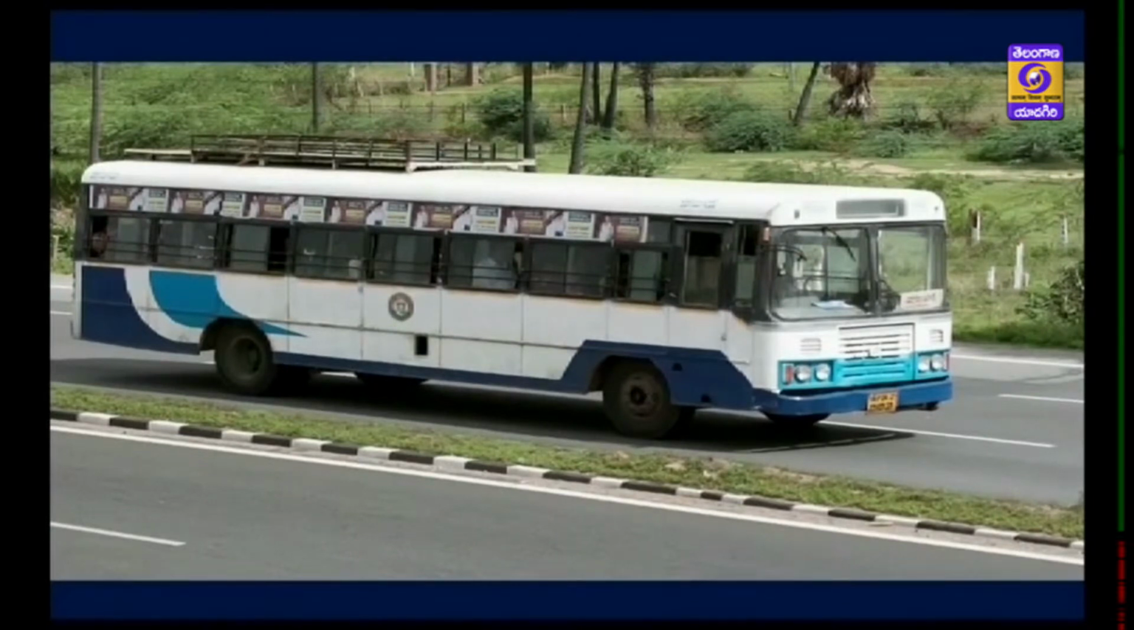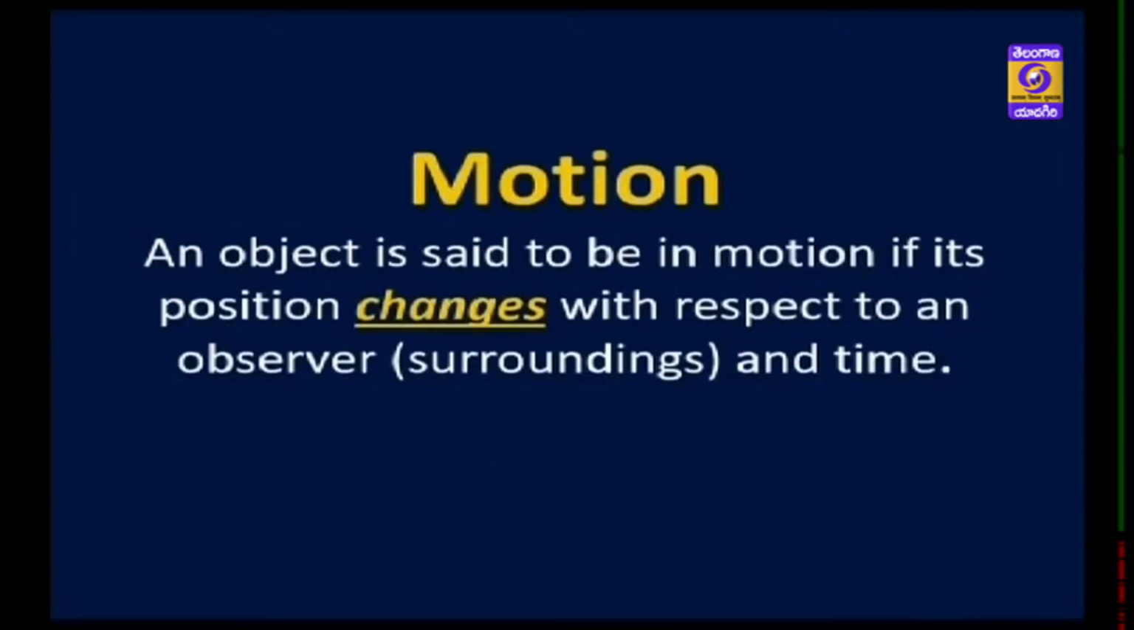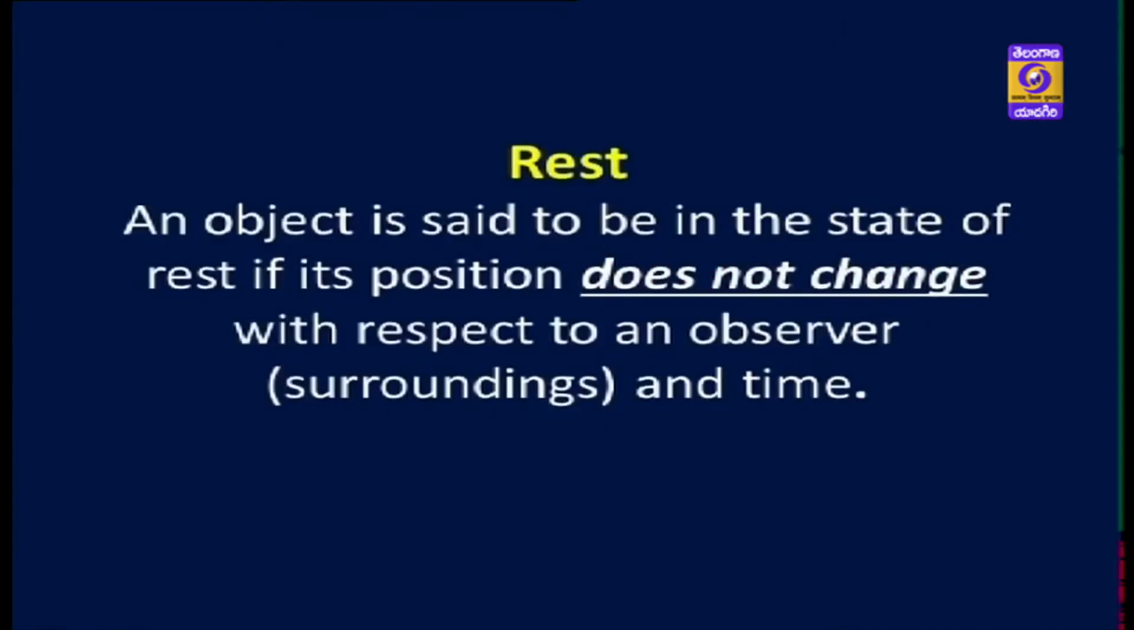So, motion is relative. Motion and rest are relative. So, let us define what is motion. An object is said to be in motion if its position changes with respect to an observer or surroundings and time. An object is said to be in rest if its position does not change with respect to an observer and time.